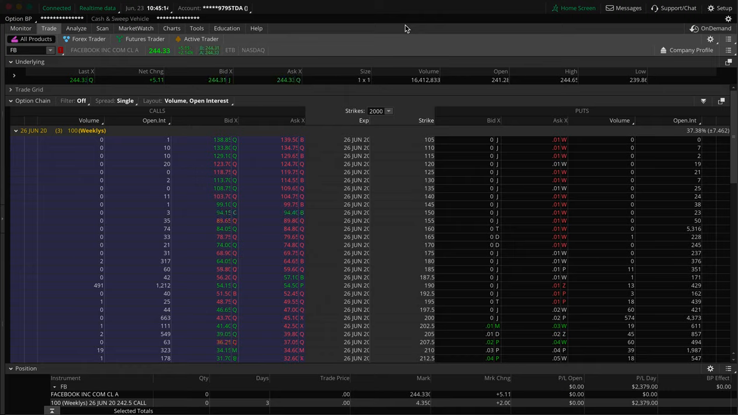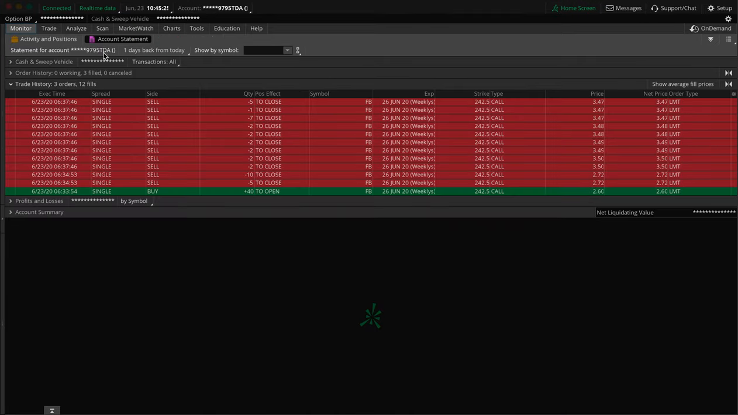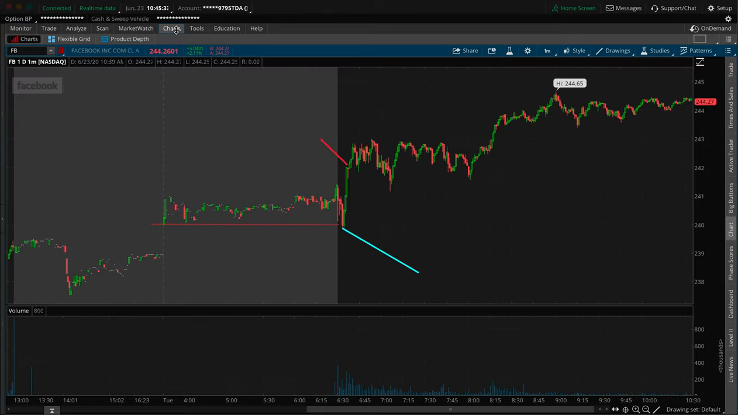I'm going to basically be going over a quick little trade recap on a Facebook trade that I did today in which we made $2,379. When I say it was a quick trade, it really was a quick trade. We were in at 6:33, we were out by 6:37. So that was like a 4 minute trade right there.